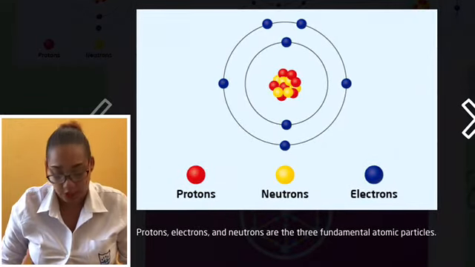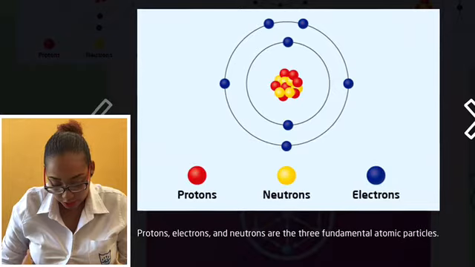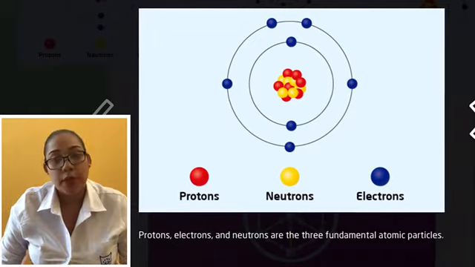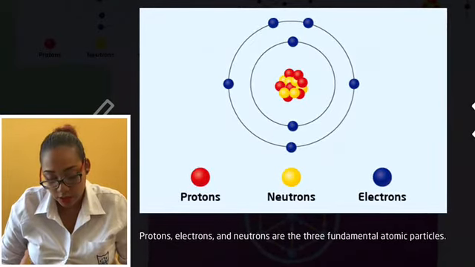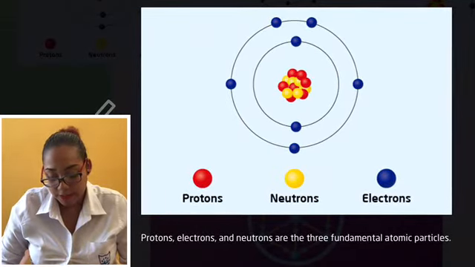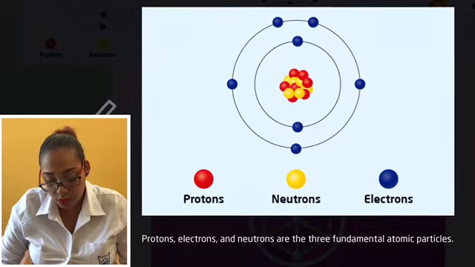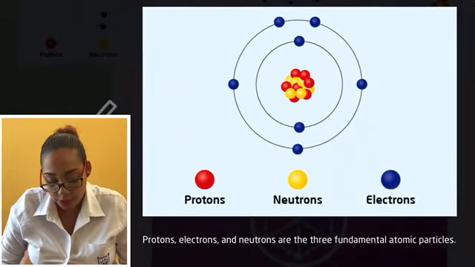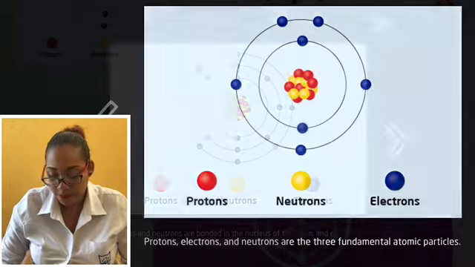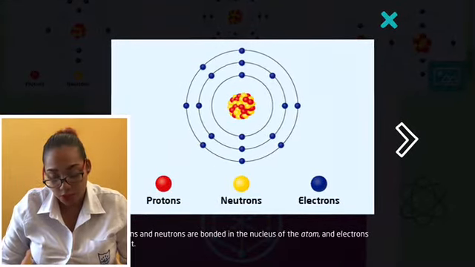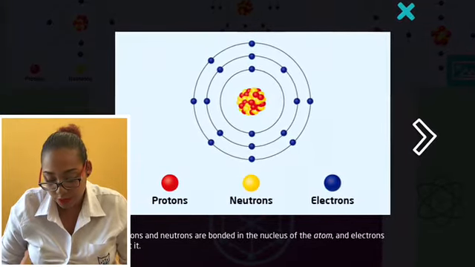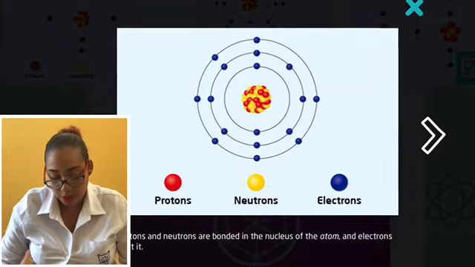The first image says protons, electrons, and neutrons are the three fundamental atomic particles. So right here you can see the three different colors that you can use to recognize the particles according to their characteristics. Okay, protons are red, neutrons yellow, and electrons blue. Okay, next image. Protons and neutrons are bonded in the nucleus of the atom, and electrons orbit it.